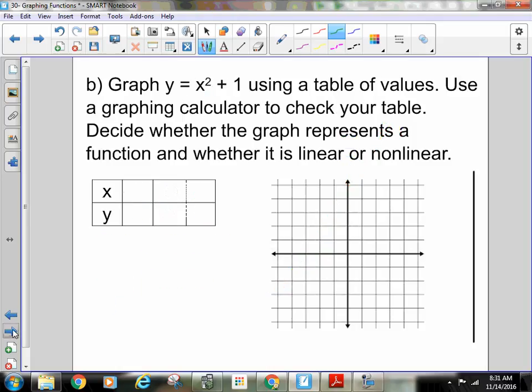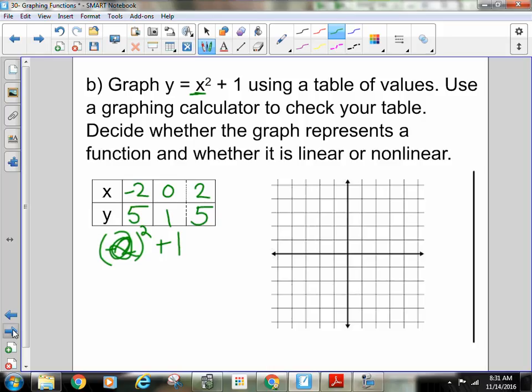All right, number 2, or letter B, is just the same, except this time it's x squared plus 1. So let's go ahead and use our same values, negative 2, 0, and 2. We're going to plug in for x. Remember, when you type this into your calculator, you want to put negative 2 in parentheses before squaring. So negative 2 squared gives me 4, plus 1 gives me 5. We plug in 0. 0 squared is 0, plus 1 is 1. And then positive 2 squared is 4, plus 1, so 5.